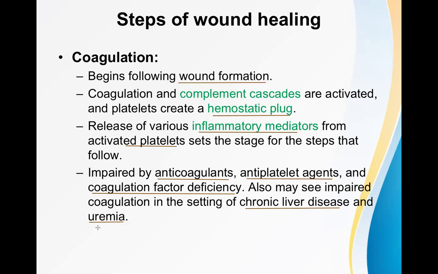And uremia. Uremia is a condition in renal failure or chronic renal failure. Because of the collection of the toxins, okay, the platelets can become dysfunctional in case of failure, which can lead to problem in coagulation. Let's move on.